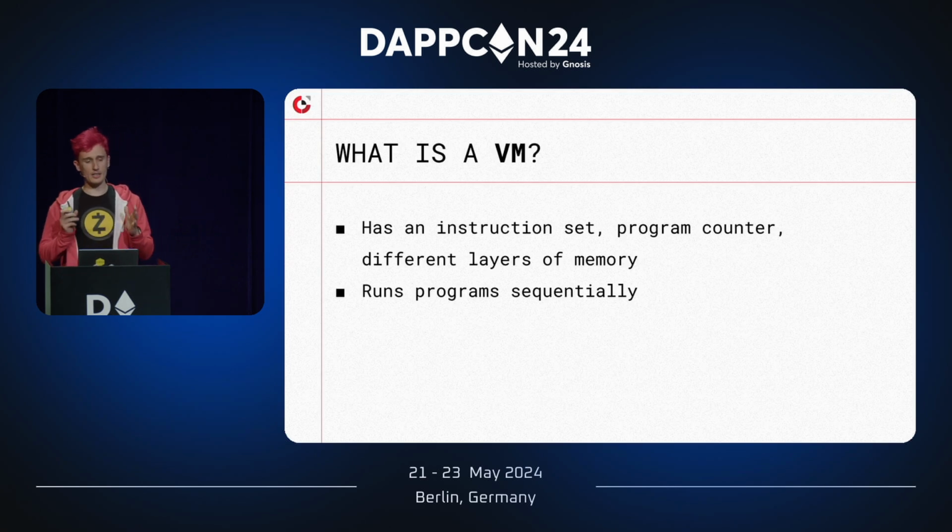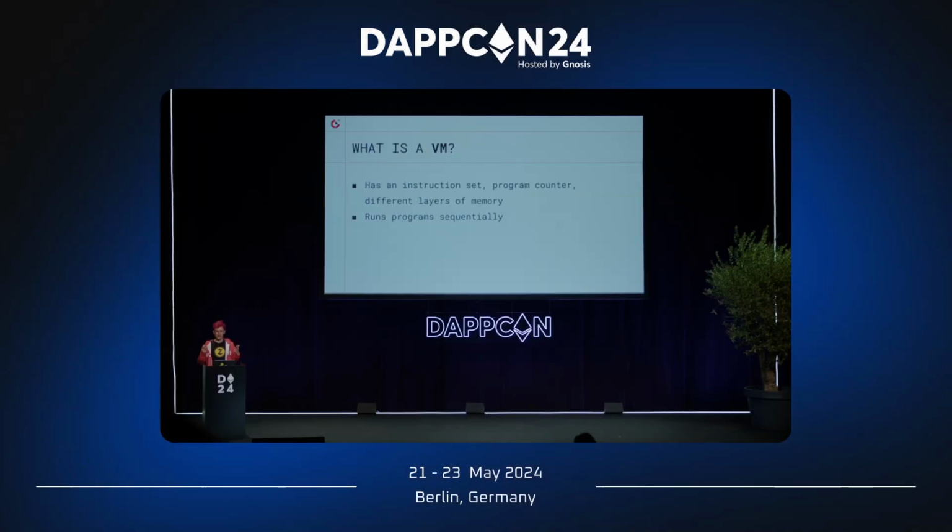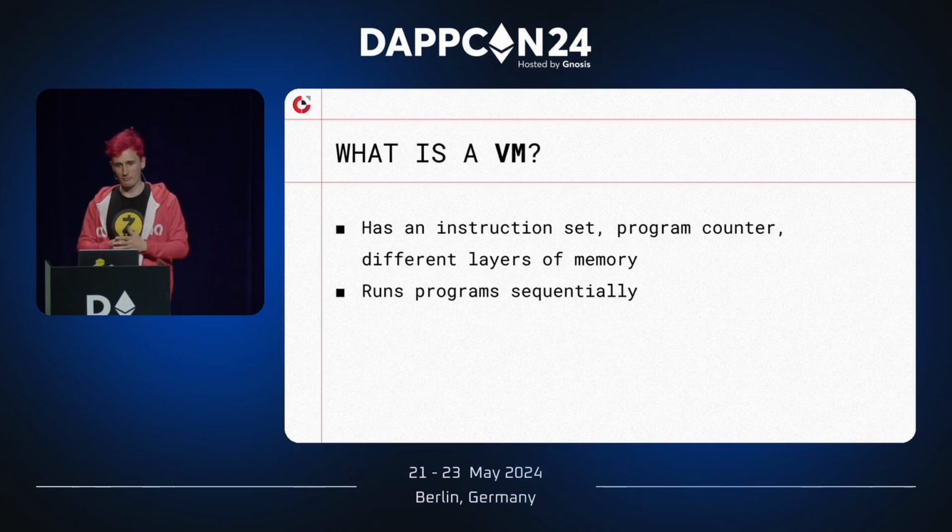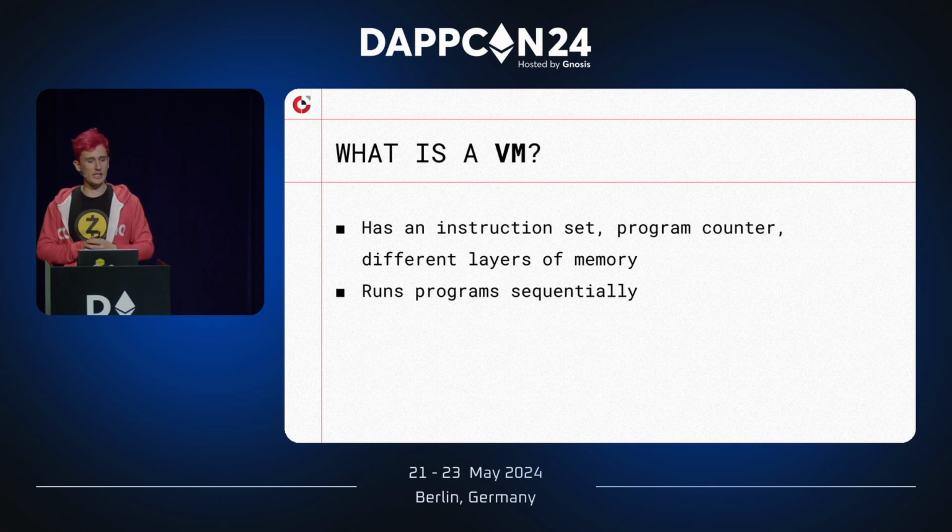So let's start with a very basic thing, which is, what is a VM? Really, a VM is an instruction set. It has a program counter, has different layers of memory, and fundamentally, it runs programs sequentially. Over the years, we started with the Ethereum virtual machine as the first full-fledged virtual machine, but over the years, we started developing more.